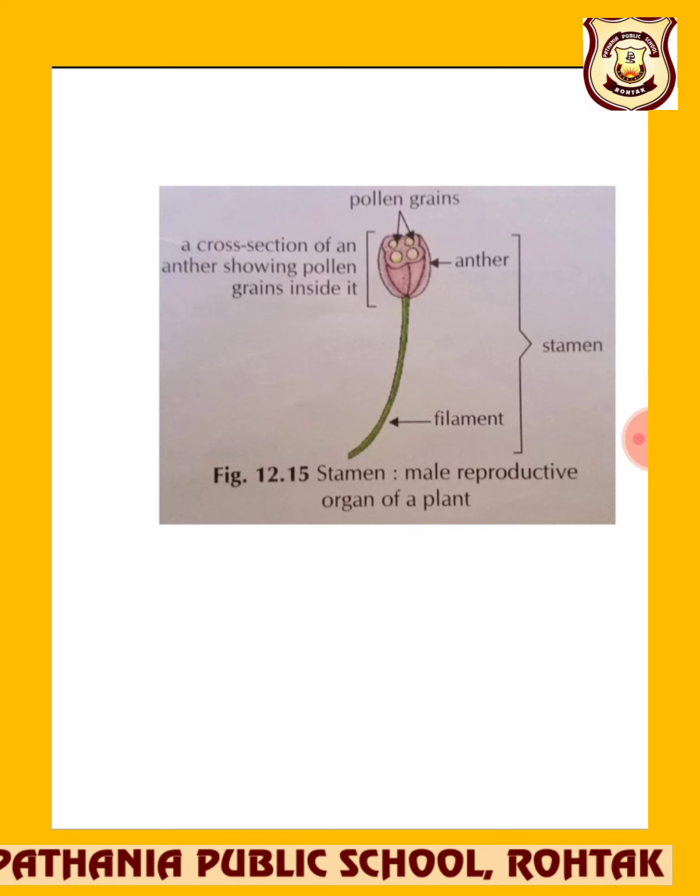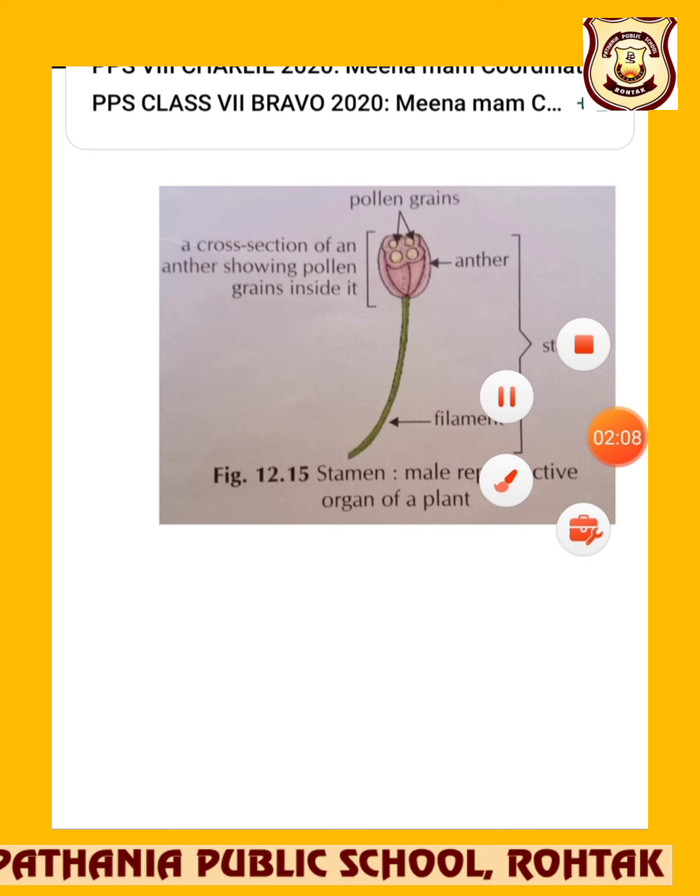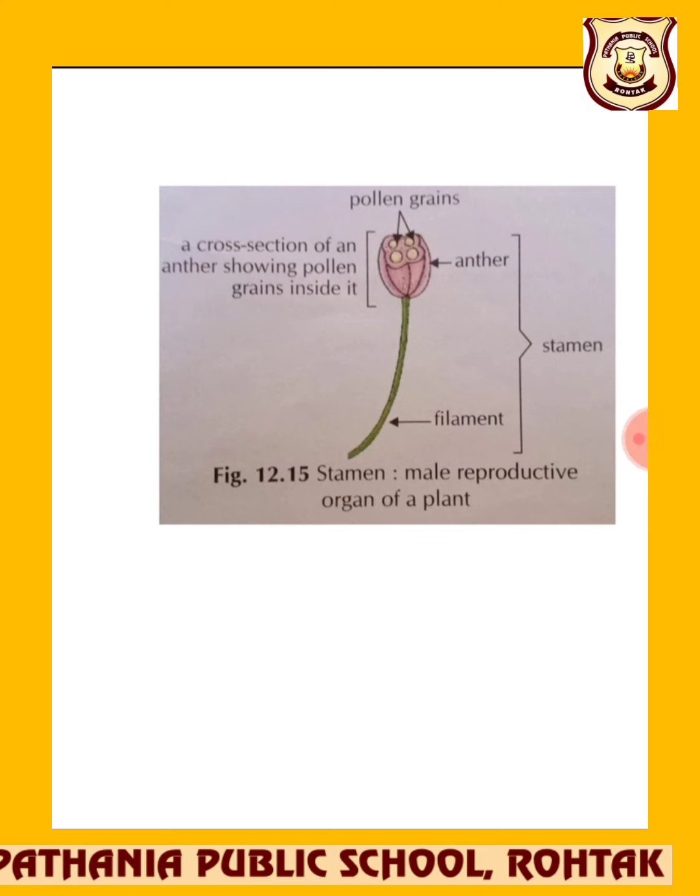So these are the things. I'll cover it again with this figure. See in this figure, beta, this is the stamen, the male reproductive part. See the filament. Filament is this long stick, and the whole male part is called stamen. In that, the stick is filament, and this part is called anther, and you can see pollen grains inside it. A cross section of an anther showing pollen grains inside it. You can see this very nicely, it is given.